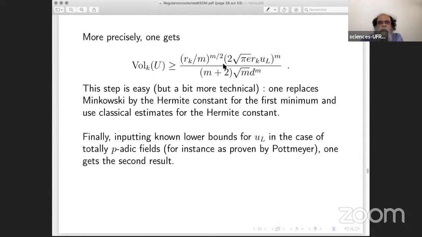I've written the full thing, but you don't need to. So R_K over d is essentially 1. It's 1 over 2 or something. If it's totally real, it's 1 if it's totally imaginary. So you have this m to the power 2. So here you have a small R_K and m, so it's not too big. And so you have U_L to the m. So if you compute that, provided U_L doesn't go to 0, you have a good chance of getting a bigger thing. And this is how we prove the second result.